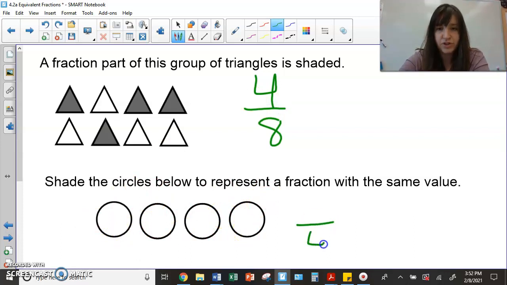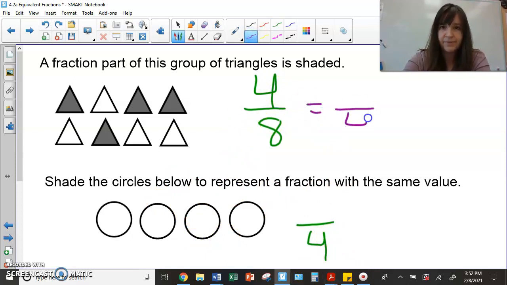Well, there are 4 total circles down here. I need to create a fraction of these circles that is equal to this fraction up here. So if I'm setting that up, I need to find a numerator. I need to find how many circles I'm going to shade in that's going to be equivalent to this. Well, I look at this and I think, okay, how do I get from 8 to 4? I know that I'm getting smaller, so I'm going to use division.